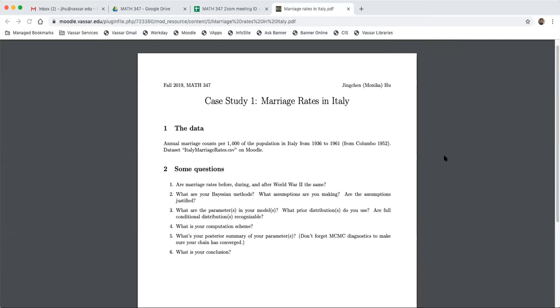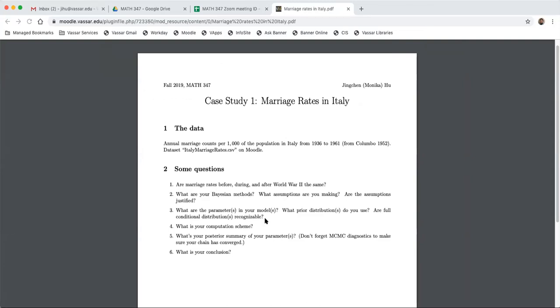So, case study one, the marriage rate. I will download all of the reports that you have done, but for the first 10 or so minutes, you can check with the people sitting next to you, because most likely it's not the person you worked with for the case study. So maybe you can explain to the person next to you what you did, and keep those questions in mind, the ones that we had.